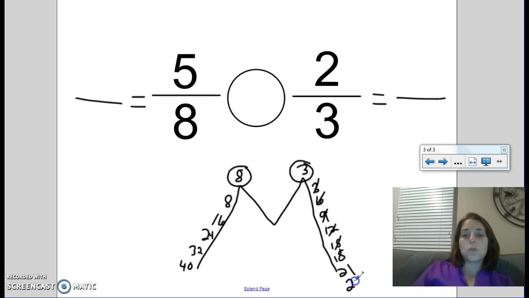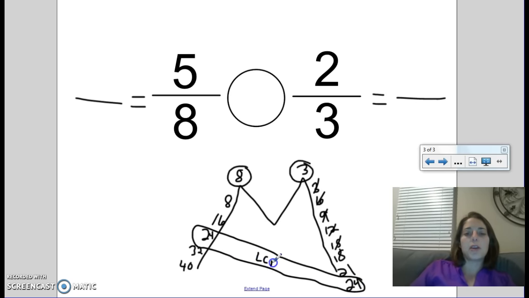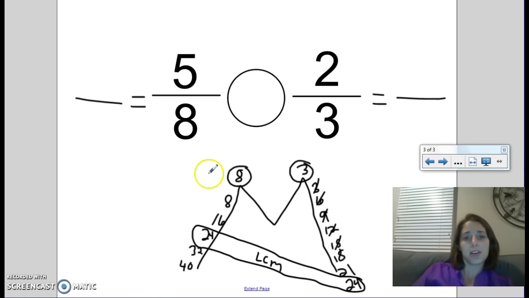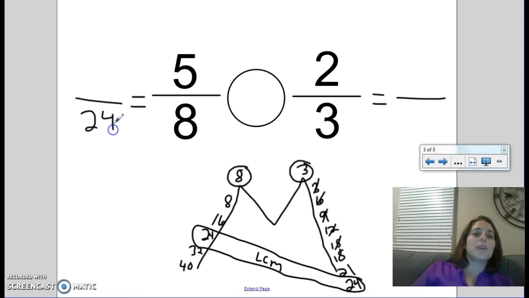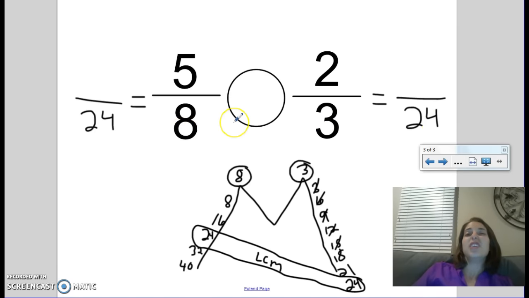3 times 8 is 24. And I don't know if you saw this or not, but I'm getting excited. 24 is our least common multiple, or the smallest multiple that these two denominators have in common. So I'm going to use that 24 as my new common denominator for each of my fractions, and that will allow me to turn these dreaded red into green light fractions.